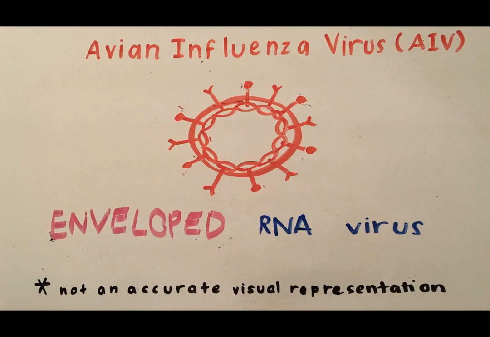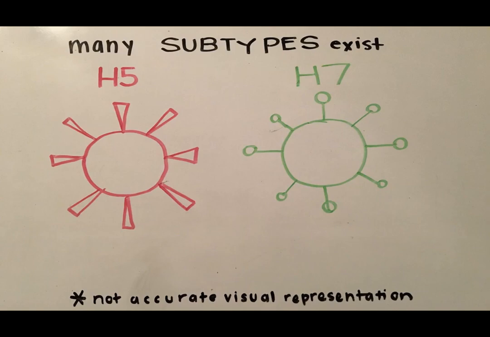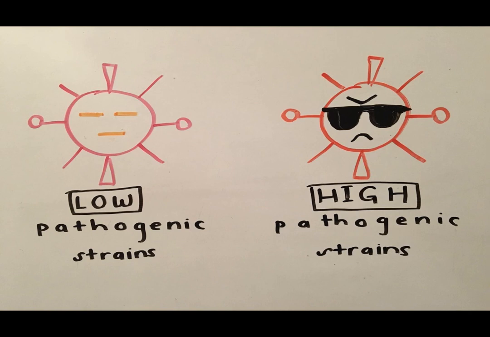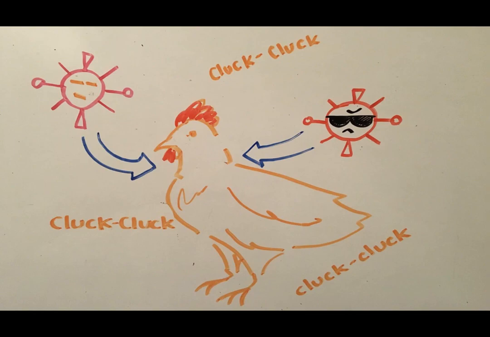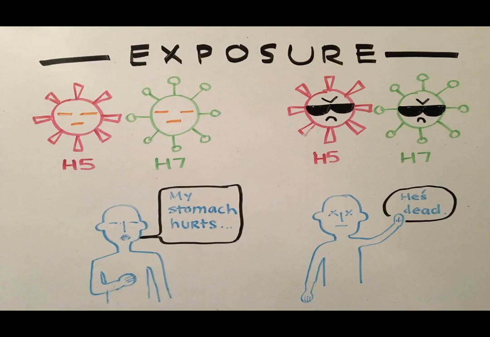Avian influenza virus, or AIV, is an enveloped RNA virus that is typically found in wild aquatic birds. Although many subtypes of AIV exist, we'll focus today on H5 and H7, which have been seen in low pathogenic strains and highly pathogenic strains in poultry, specifically chickens.